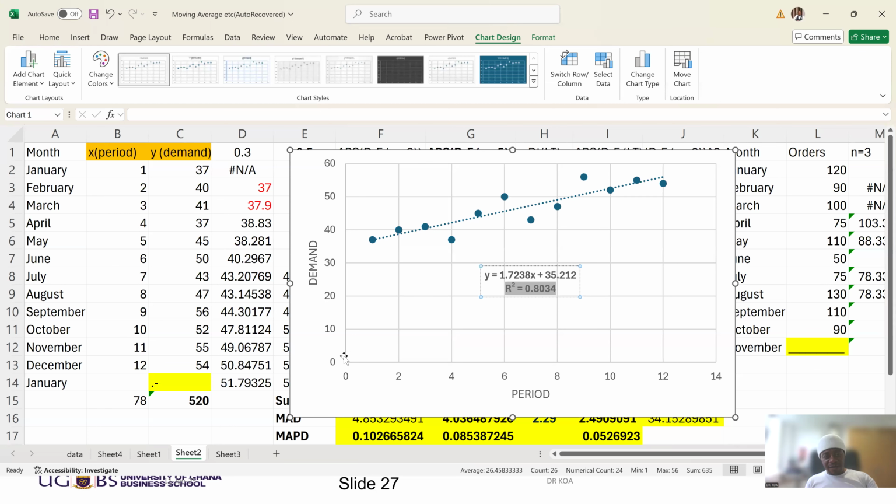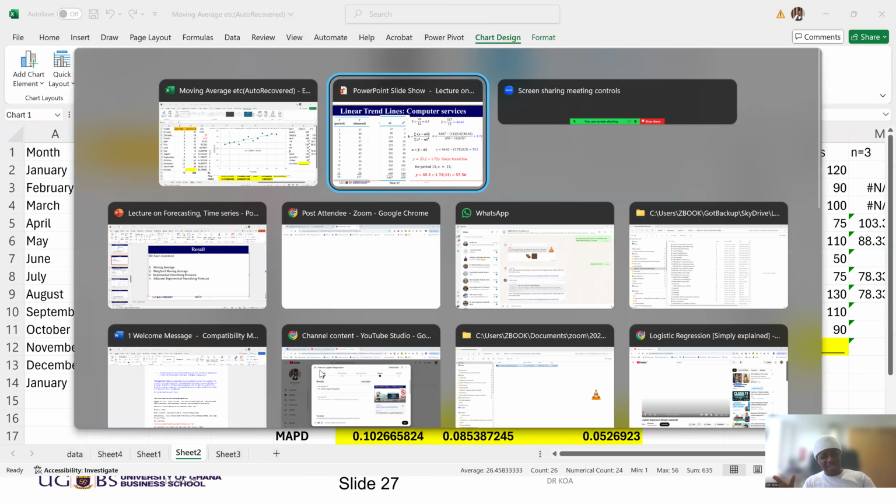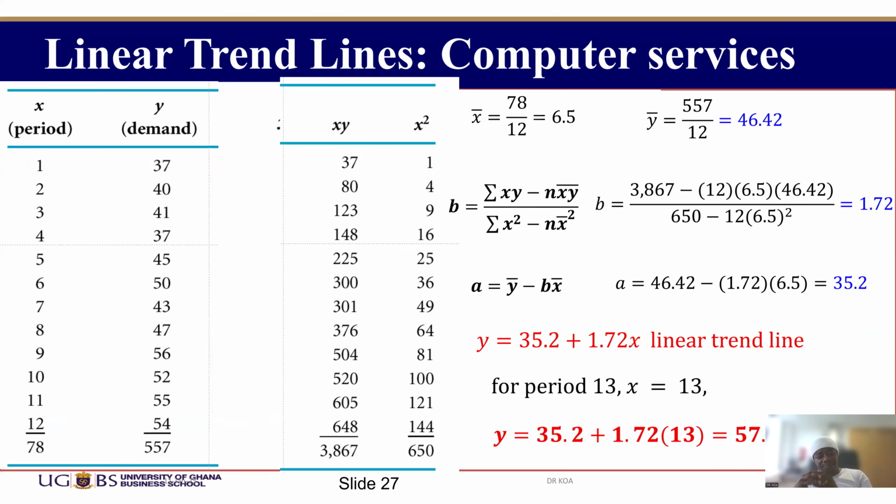So this is a graph. This is the movement. So that's the time trend, and the goal was to use it for prediction. It's not just to come and generate anything. It's basically to use it for prediction.